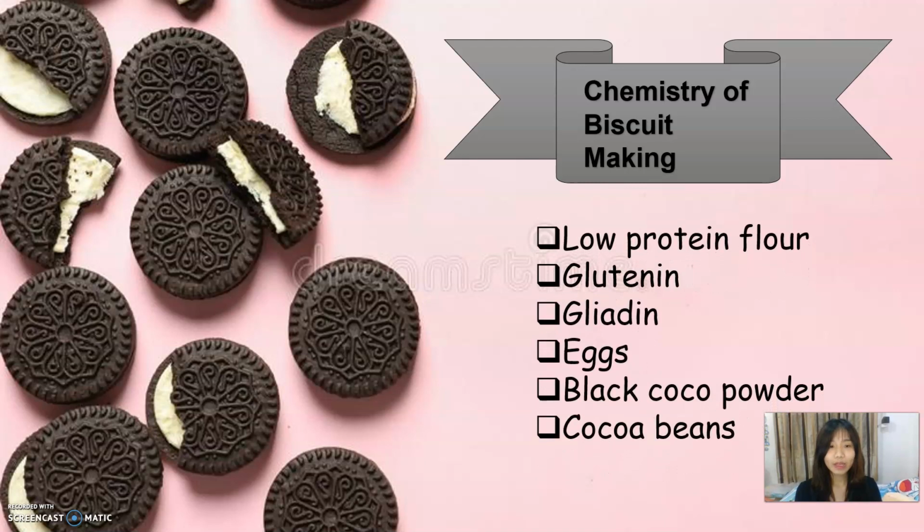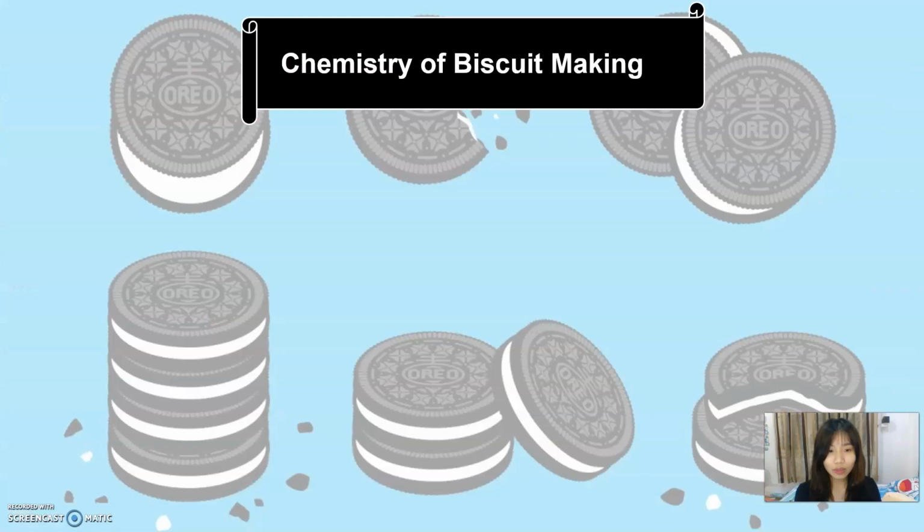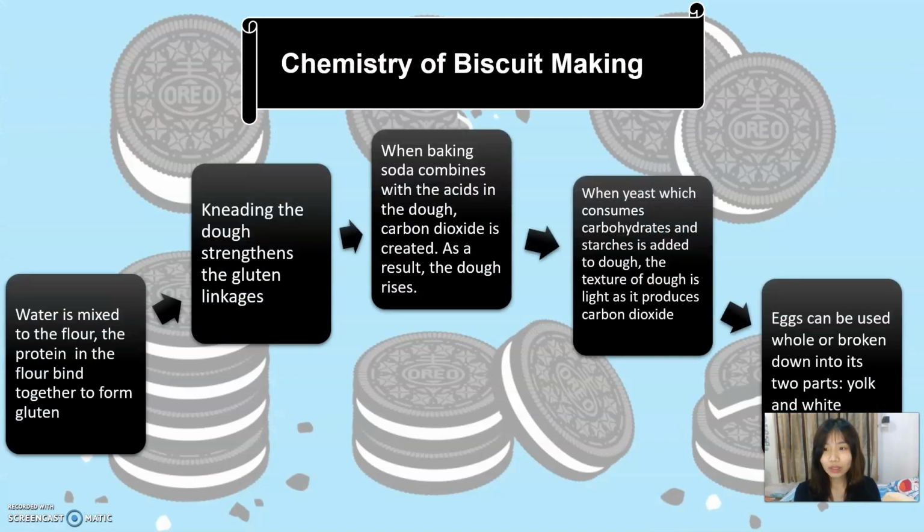As you can see, the basic ingredients of making Oreo are low protein flour, glutenin, gliadin, egg, black cocoa powder, and cocoa beans. Glutenin and gliadin are two proteins found in the whole form of flour. Gluten is formed when water is added to the flour and the proteins in the flour bind together. The gluten connection is strengthened by kneading the dough. Carbon dioxide is produced when baking soda reacts with the acid in the dough. The dough rises as a result.